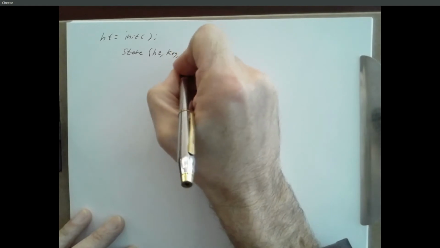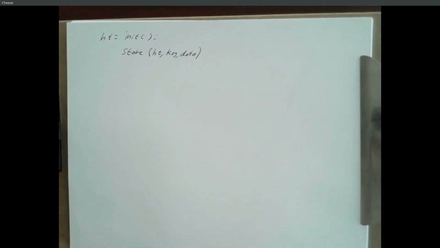We'd like to be able to store, and we'd probably specify what the hash table is. And then basically we need a key and a data pair. So some kind of key and data. And maybe they're strings, maybe they're structures. But abstractly, right, this is how we store something. We say, here's the hash table, here's a key, here's a piece of data. Store that pair of things in the hash table. And typically, if the key is already in the table, it will replace it.